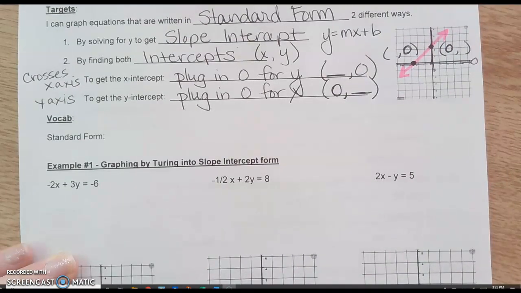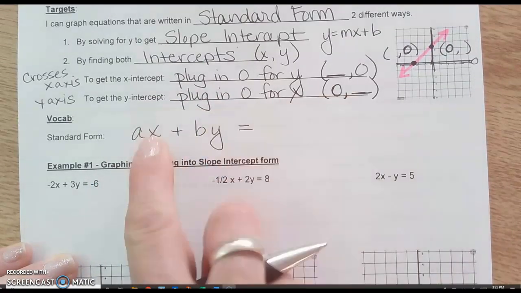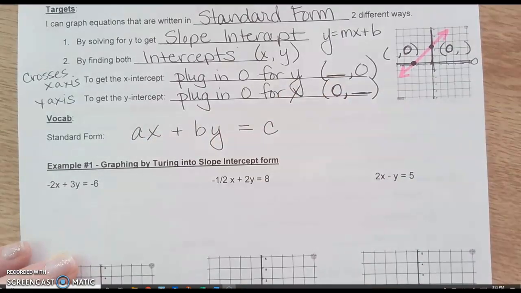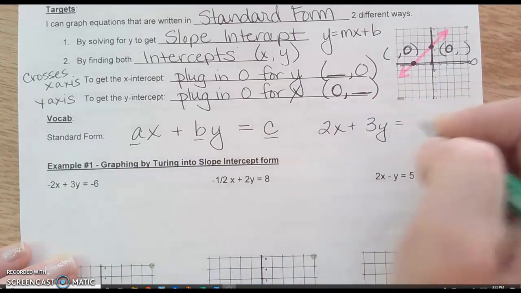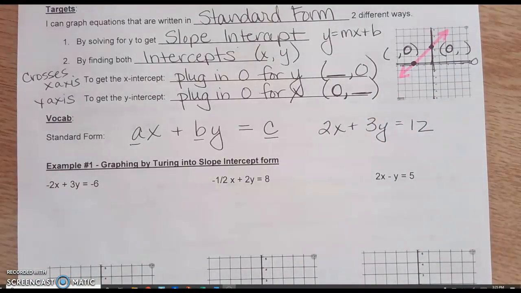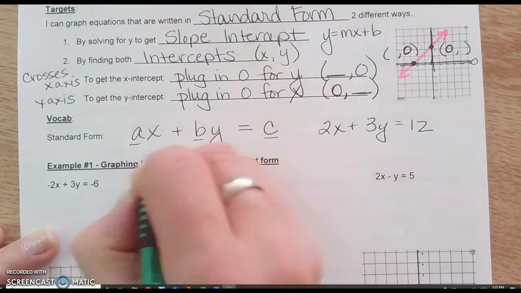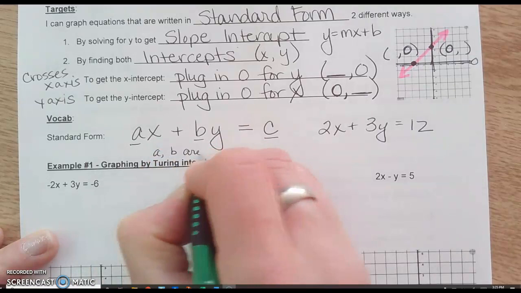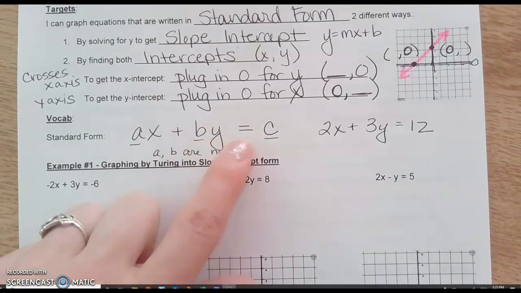Okay, so what is standard form? Standard form looks like this: ax plus by, so you notice we still have an x and a y variable, equals c, where a and b and c are just constants. So an example might look like 2x plus 3y equals 12. Okay, that's an example of an equation that's written in standard form. It just has that form. And we just have to specify that a and b aren't 0. Okay, so a and b are not 0. So you have something with an x, something with a y, and it equals a number.